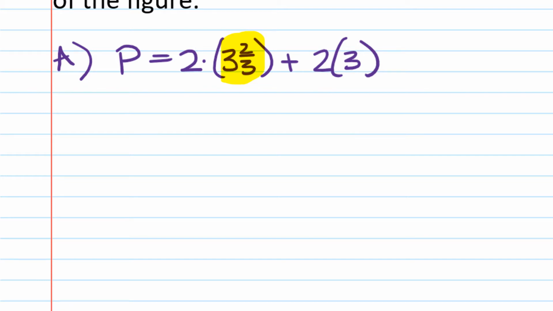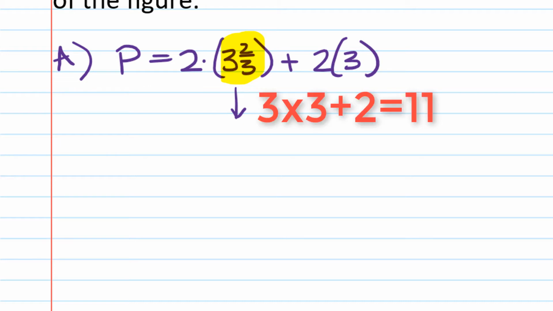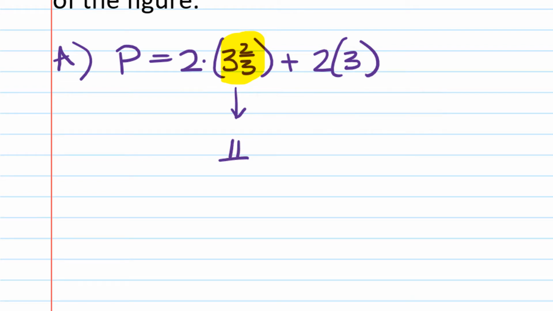Instead, we are going to convert this to what's called an improper fraction. It's funny because it's called improper, but it's actually what we prefer when we're working algebraically. So you're going to multiply the denominator 3 times the whole number 3 and add 2. So 3 times 3 is 9 plus 2 is 11 thirds. So think of this as 2 times 11 thirds plus 2 times 3.